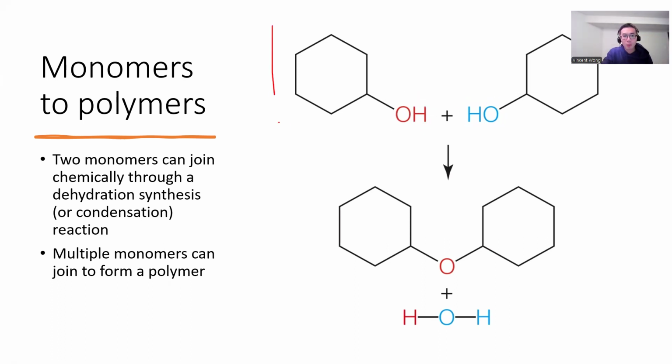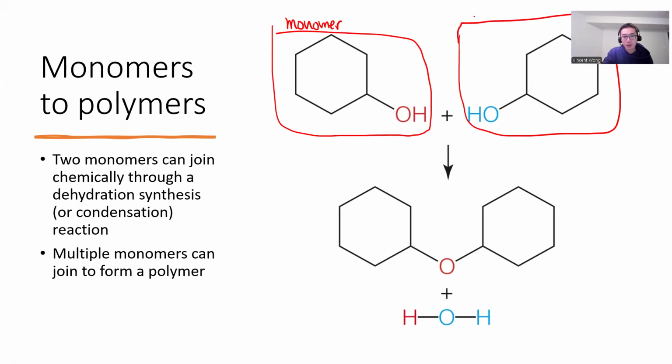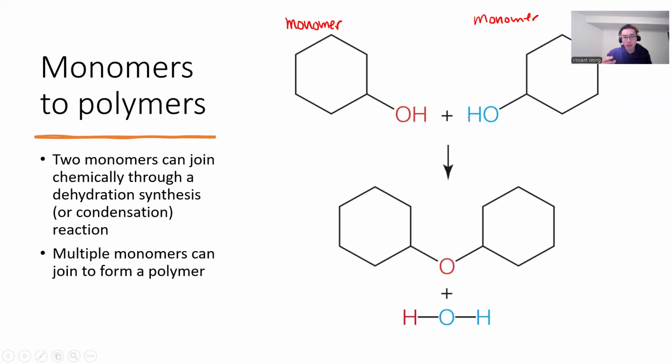So here we have one monomer. This is a monomer. And then here we have another monomer. Think of these as those little red circles that I drew. And I want to connect them together. So what is the name of the reaction? Well, it is dehydration synthesis, or you can also call it condensation reaction. In this reaction, you need to remove a water molecule.